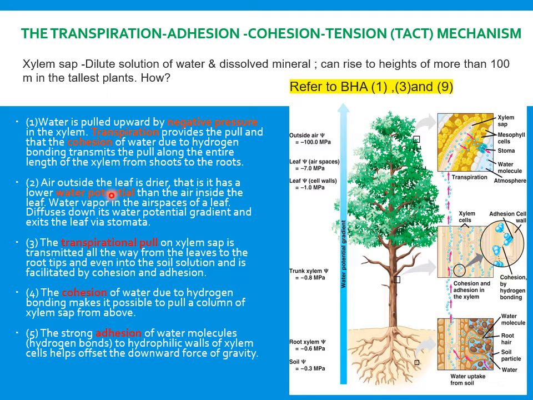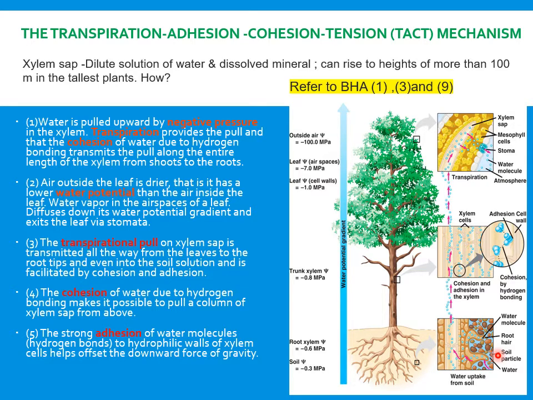So air outside the leaf is drier. So what does it happen? Because of that, it lowers the water potential than the air inside the leaf. So when that happen, kan ingat now I want to explain to you what is water potential. So it is actually what they call satu characteristic of water. It shows that the more negative water potential, the more water wants to go to the area.